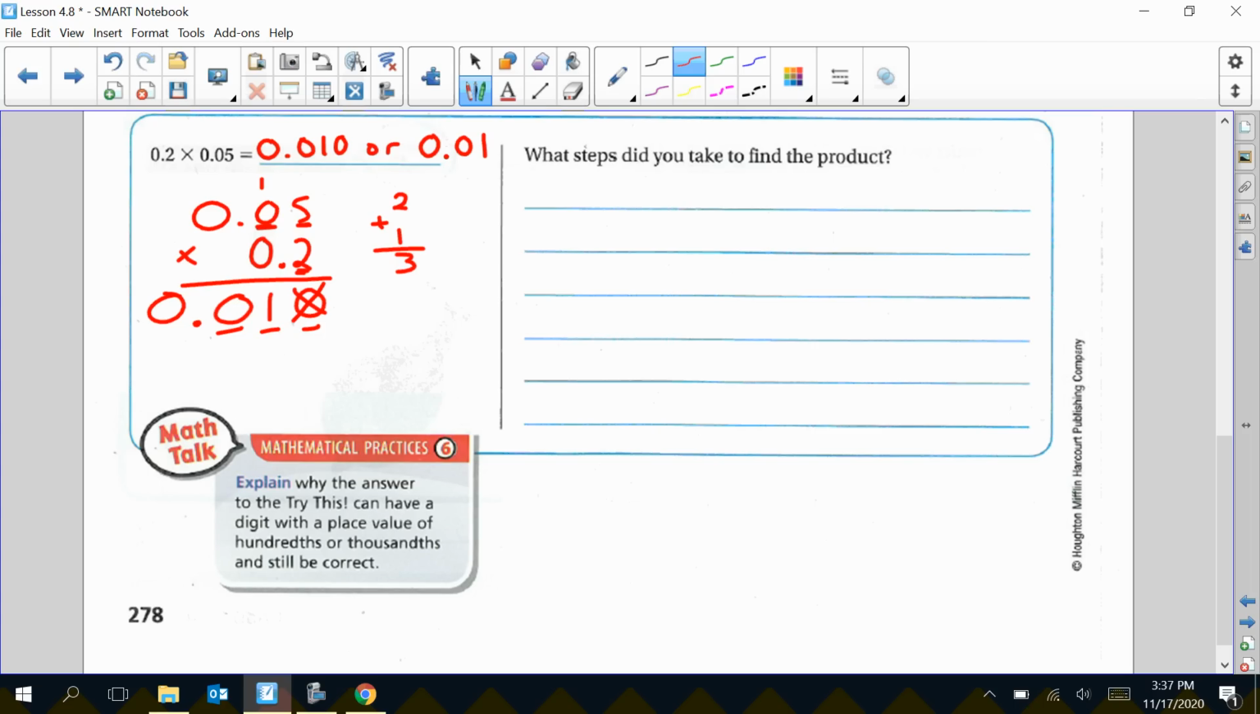What steps did we take to find the product? Really, we just multiplied our 2/10 times our 5/100ths. The 2 times 5 is what we really needed to know. And then we placed an extra zero in the ones place because there were not enough zeros as placeholders here.